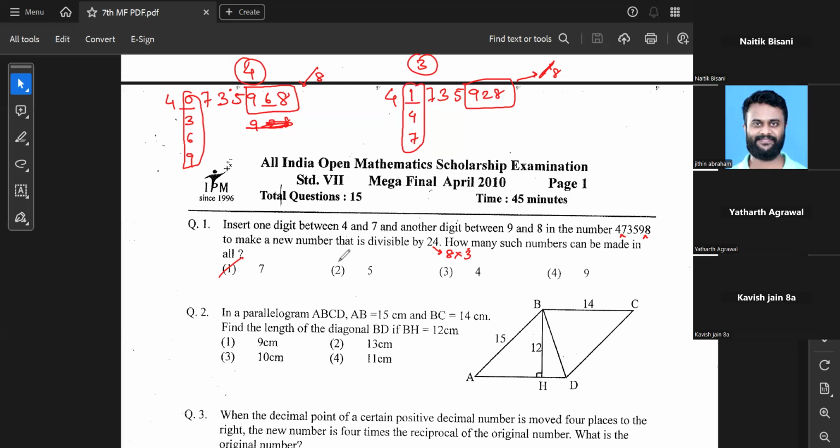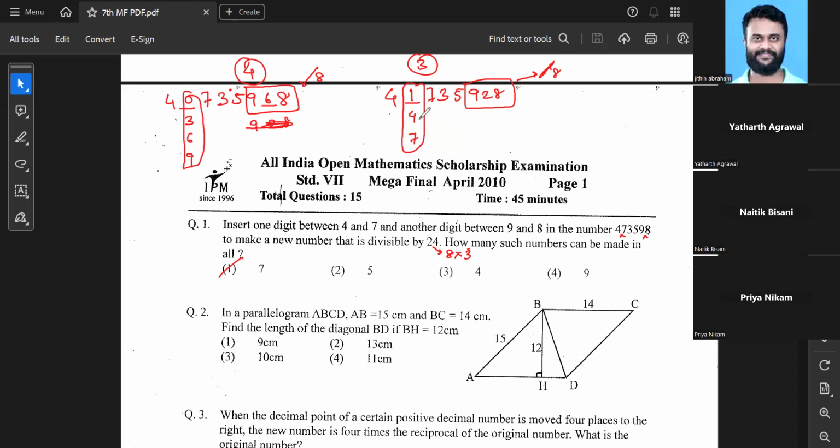Sir, in this one only, how did you get 7? Because they are asking how many numbers can be formed. Correct. Now I'll tell you how I got 7. Basically, I inserted 2 to satisfy 8's divisibility. Now I have to insert one more number to satisfy 3's divisibility. According to 3's divisibility, the sum of all the digits should be a multiple of 3. That is the whole condition. When I added everything, my number was 38. Now, with 38, what should I add to get a number divisible by 3? That was 1. So 38 plus 1, 39, which is divisible by 3. If I add 38 plus 4, that is also divisible by 3. If I add 38 plus 7, that is also divisible by 3. Understood?